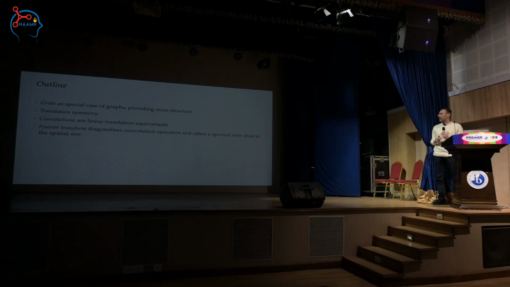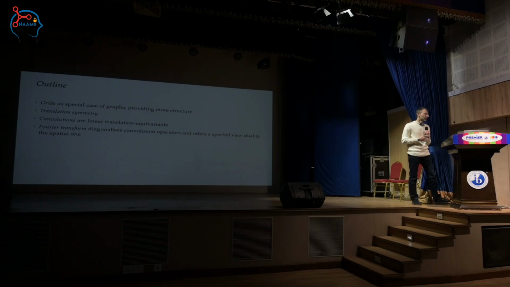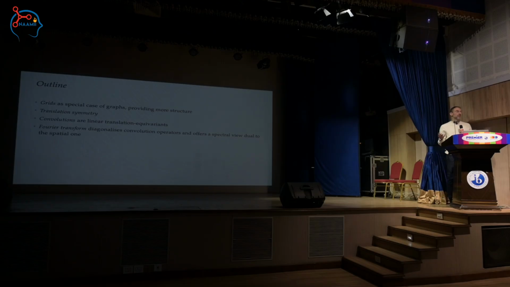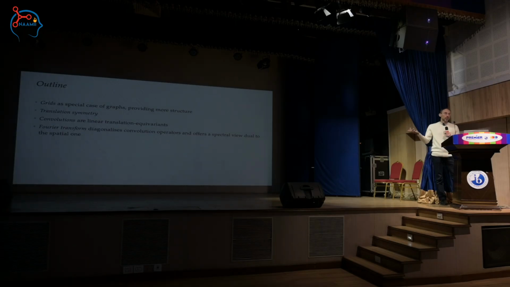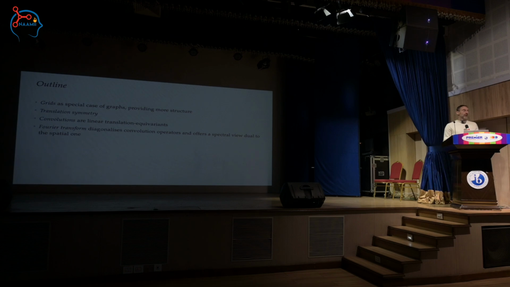So today we'll be talking about grids. Grids are special cases of graphs, right? So unlike graphs, you have more structure. We'll see that actually this structure is helpful. We'll be talking now about translational symmetry, like the permutations that we've seen before, and we'll be talking about convolutions that we'll see they will arise naturally from the translation symmetry as linear translation equivariance. And then we'll talk also about Fourier transforms which diagonalize convolution operations, and they allow us to do spectral analysis, which is a dual or complementary view on basically the way that we can do filtering and the way that we can do convolutions.